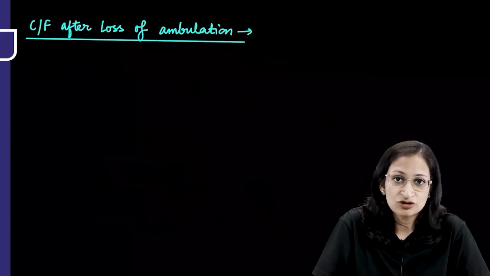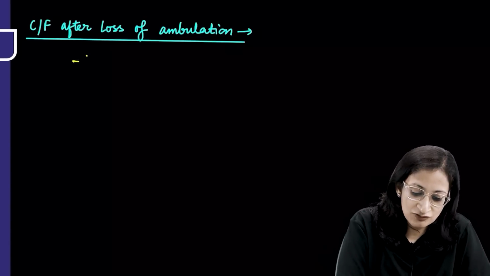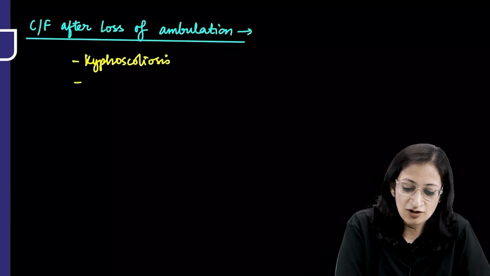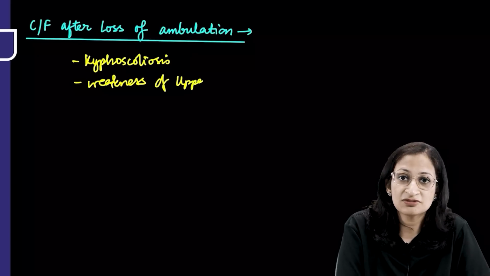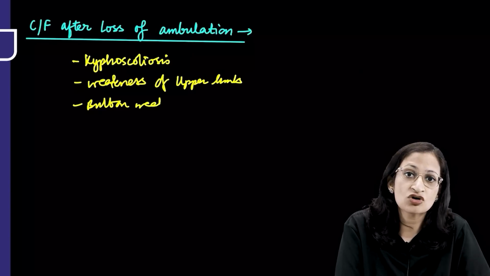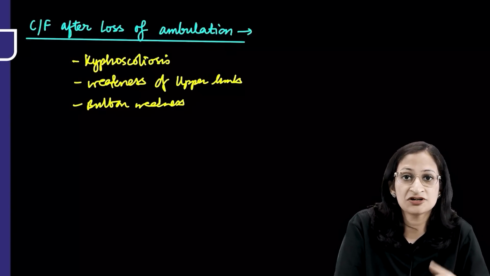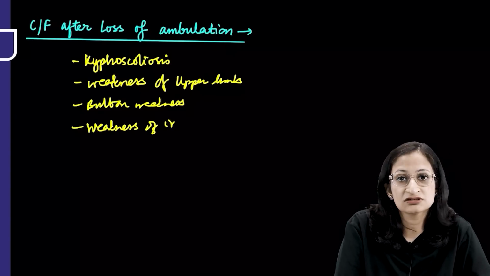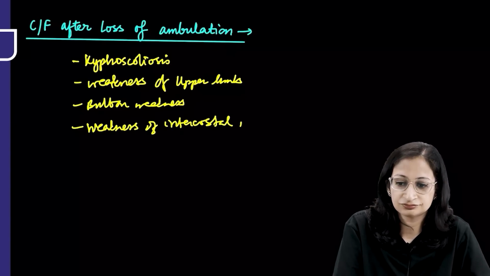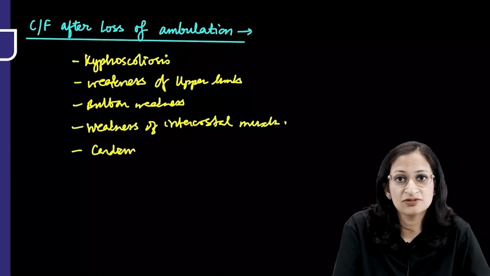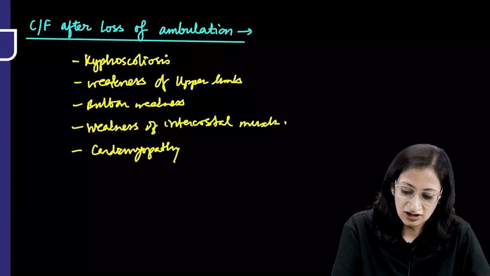So after the loss of ambulation, as we mentioned, what all can happen? There can be kyphoscoliosis. There can even be weakness of upper limbs. Bulbar weakness can be there. Weakness of intercostal muscles and diaphragm, and so respiratory compromise. And there can be this cardiac abnormality, cardiomyopathy and arrhythmias.